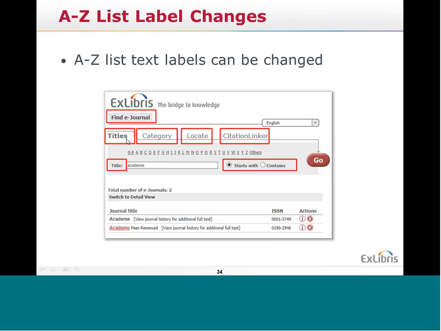So if you wanted to change, notice by default it's called the Title tab, but we can change this to Titles, for example, just to show you one change. Any of the tabs can be relabeled. This Find eJournal text can be relabeled as well. Title here in the title search field, that can be relabeled also. So lots of different options there.